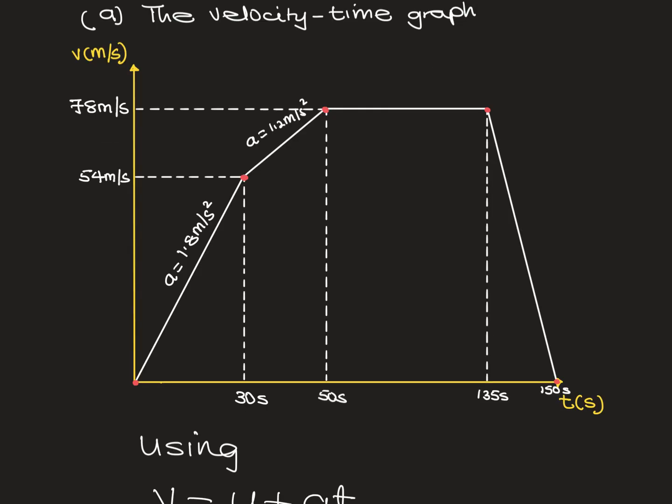Question B2 is asking us to find the total distance traveled for the entire motion. To find the total distance traveled for the entire motion, we need to find the areas of the individual phases of the motion. So we can call this area S1, this area S2, this area S3, and this area S4. Okay, so we will find the individual areas and that will be equal to the distance.